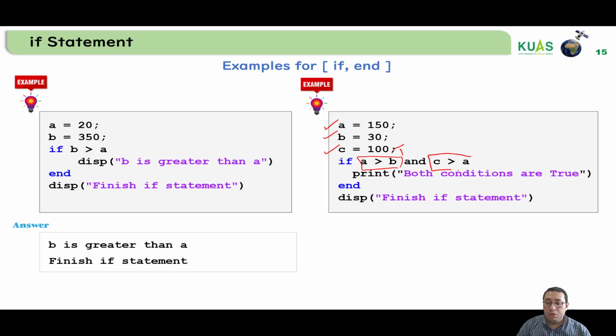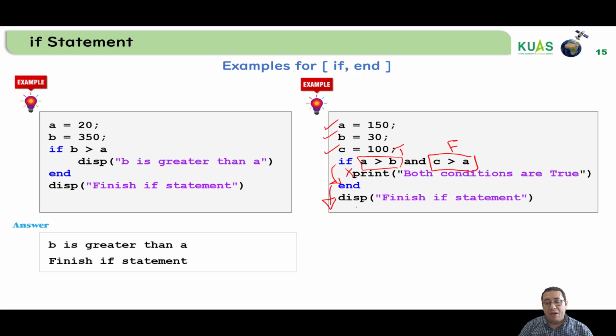For the second part, we said that C is greater than A, and C is 100 and A is 150. So 100 is greater than 150, that's false. So the output from that part is false. True and false mean false. False means that this part will not be executed and directly go to the end. So we will not print this statement. And after end, we continue as normal.